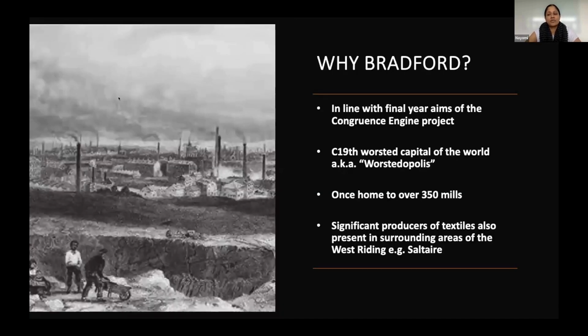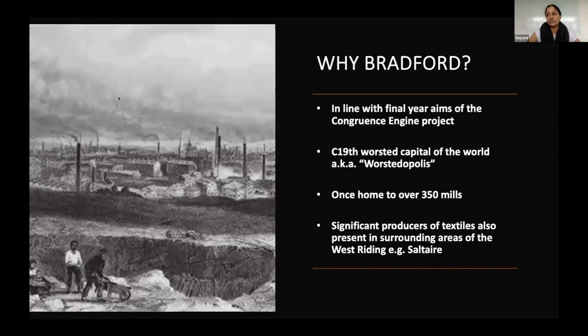Moving on, why Bradford? Well, setting up a social machine, and in particular to Bradford, West Yorkshire, was always one of Congruence Engine's stated objectives in the final year of the project. Added to this is the fact that Bradford and its surrounding areas are hugely important in British textiles history. Bradford, driven by its access to raw materials, waterways, fuel, building materials, and human resource, reigned as the textiles producing capital in the 19th century up until the mid-20th century.